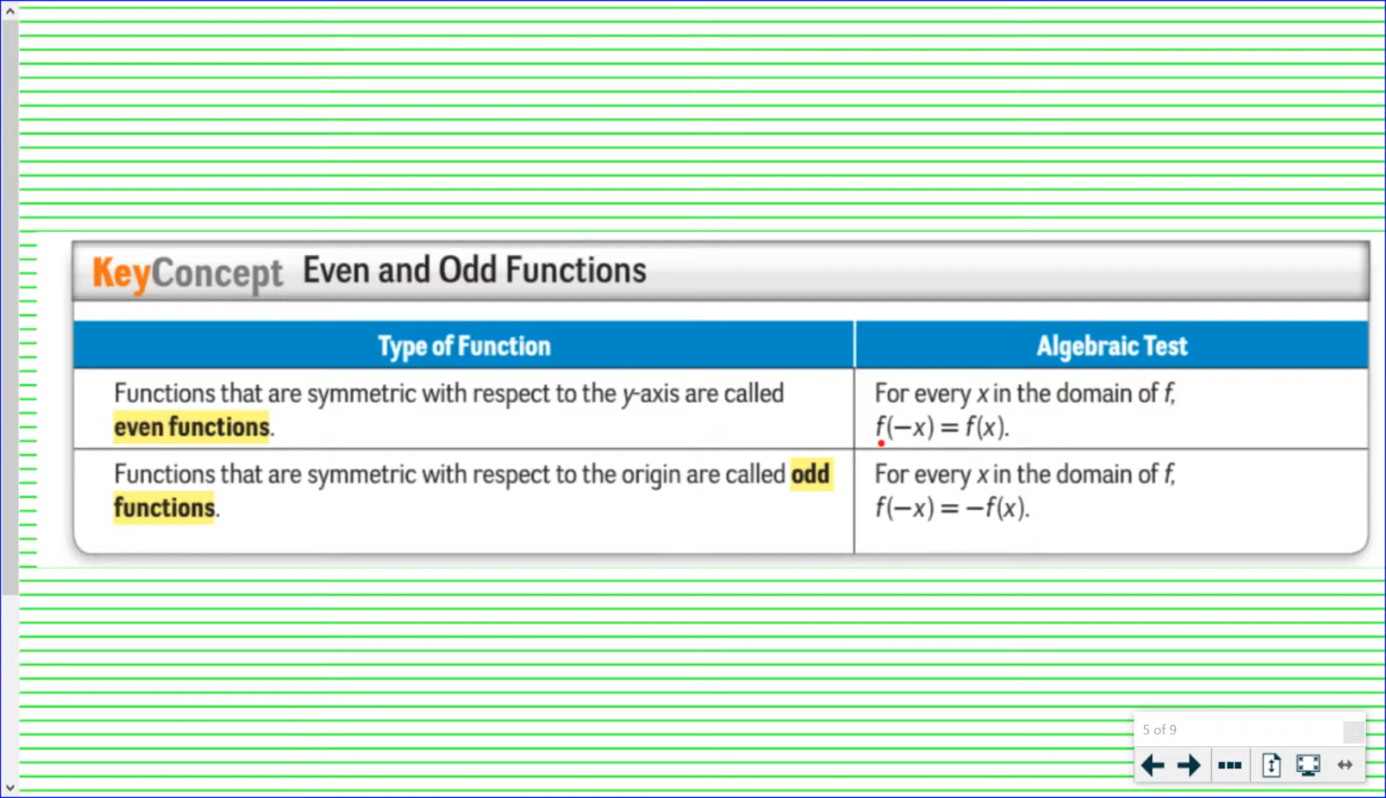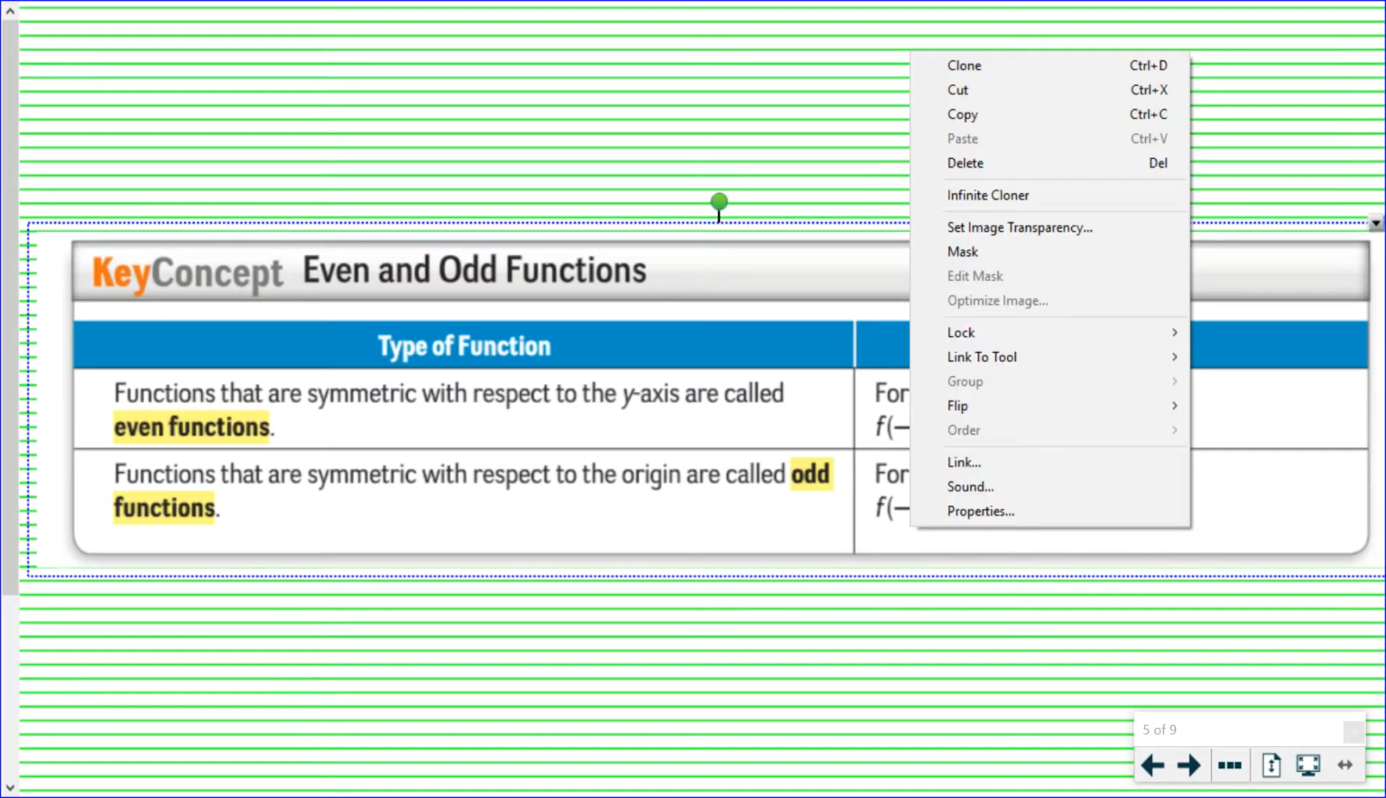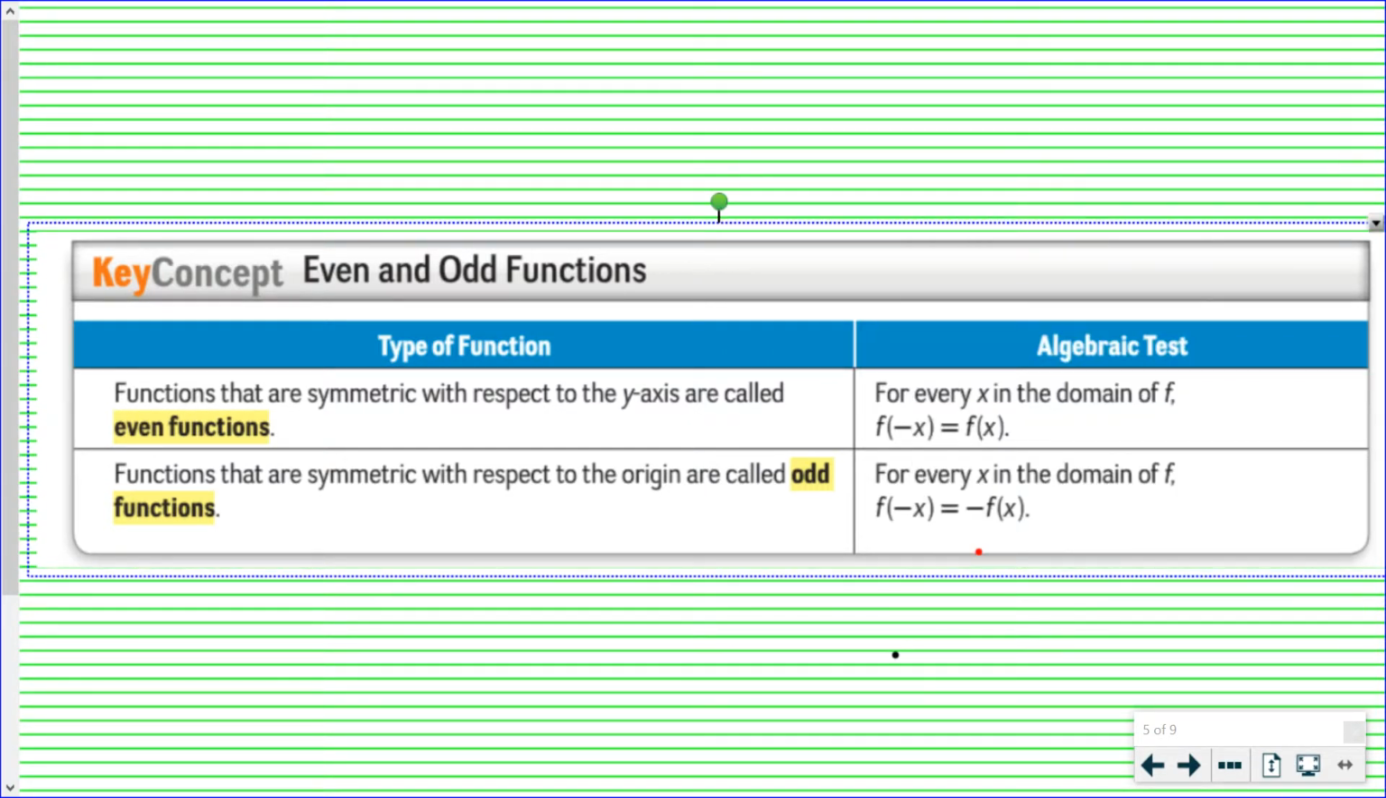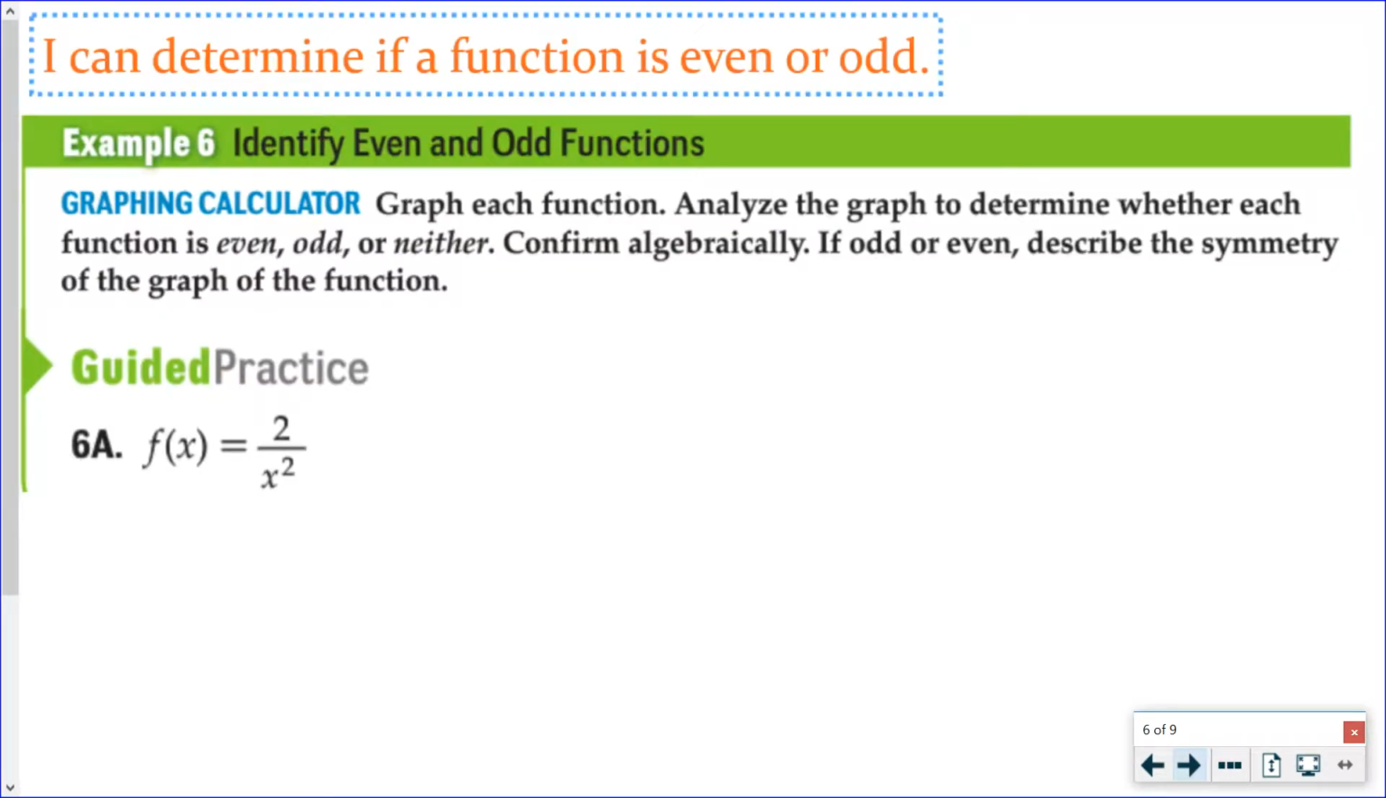We're going to plug in f of negative x. If I plug in negative x into my function and I get back out f of x, then it is even. If I plug in negative x into my function and I get minus f of x, then it's odd. And if I plug in negative x and I don't get back f of x or minus f of x, then it's none of the above. So let's see what that looks like in action.